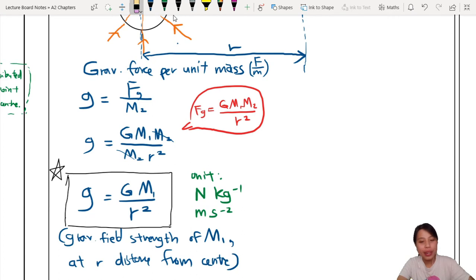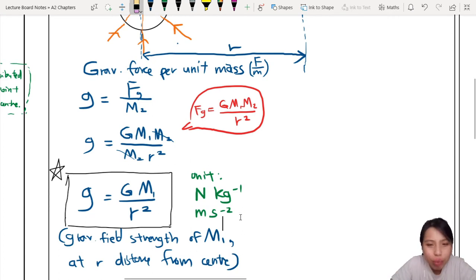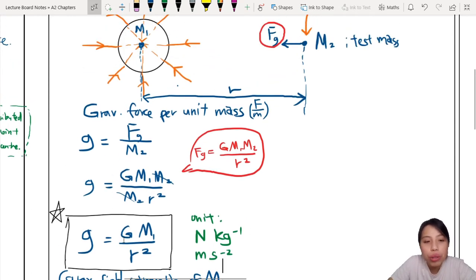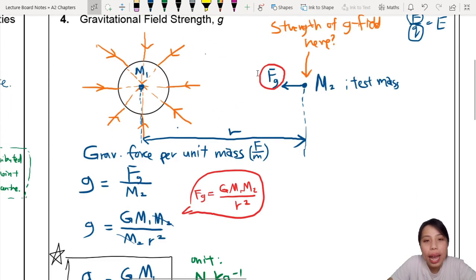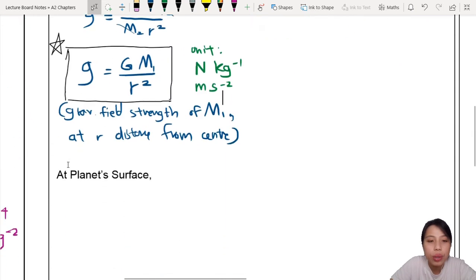We're getting there. It's related to acceleration. Well, it is acceleration because the unit is meter per second squared. Okay, so that's the first part. How do you find the gravitational field strength at any point in this field of this big fat one? The orange color one is the field. So you put your test mass anywhere, and you can find the gravitational field strength with this equation.